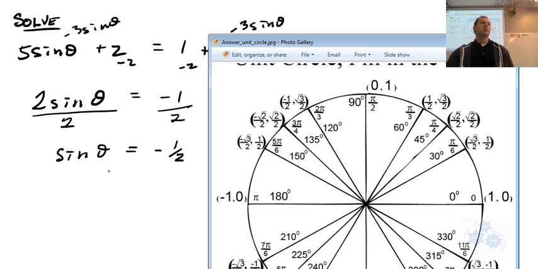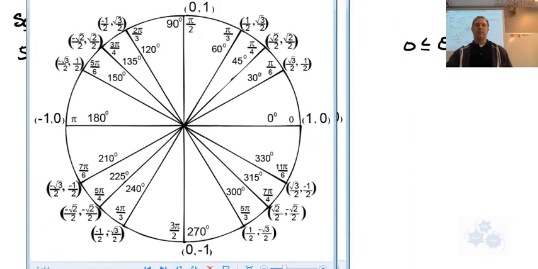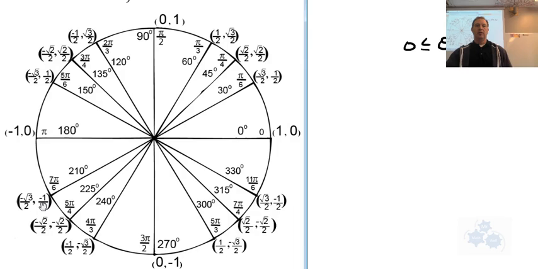So what angle provides a sine of negative 1/2? We know sine's the second one, so, oh, there's positive 1/2. Nope, nope, nope, nope. Keep working yourself around. These are positives, and down here you'll find that we have negatives, right? And so what's the first one we run into between 0 and 2 pi? It's 7 pi over 6.